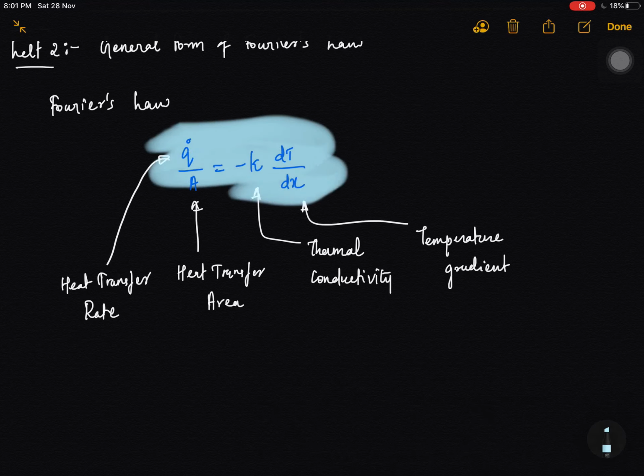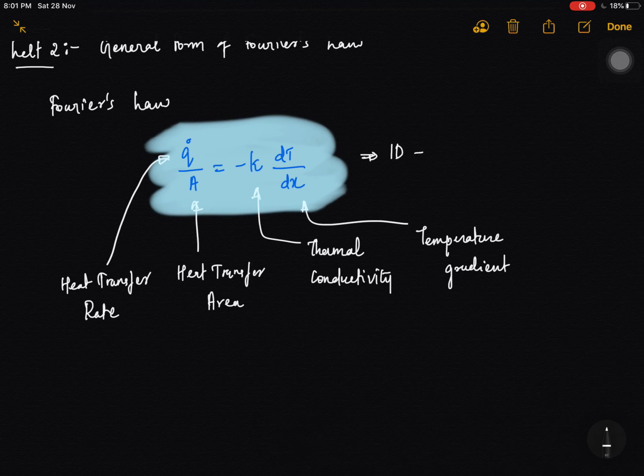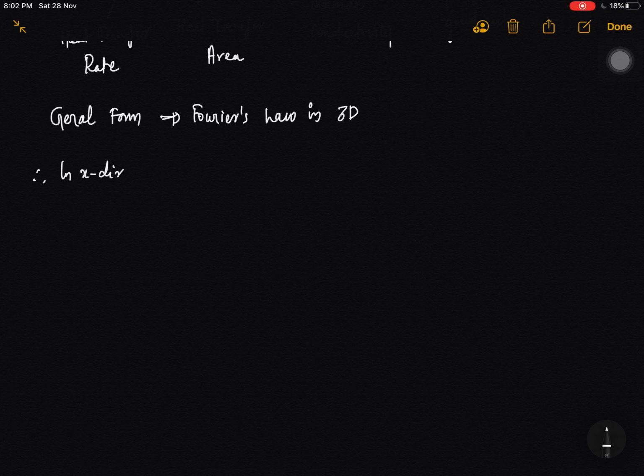So this equation is only in one direction, that is particularly in the x direction. So the general form of Fourier's law simply extends this Fourier's law into three dimensions. So this general form is simply the extension of Fourier's law in three dimensions.